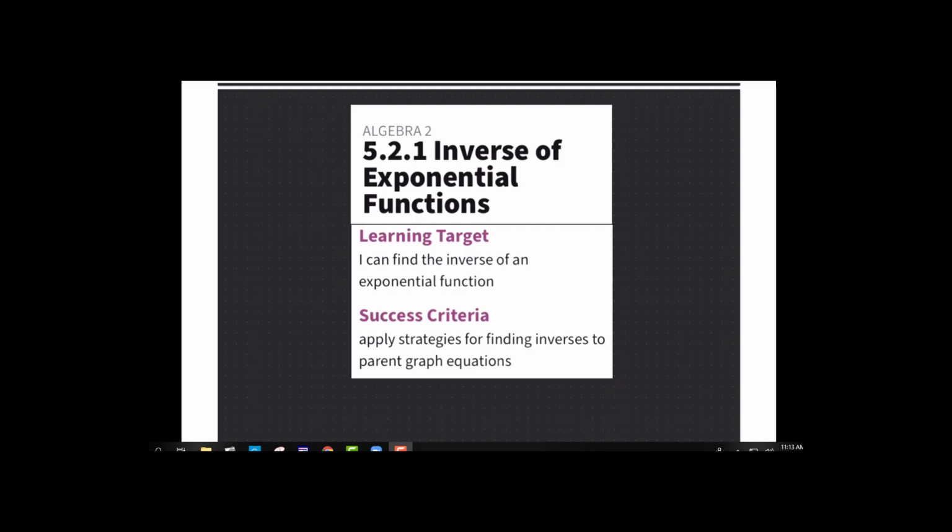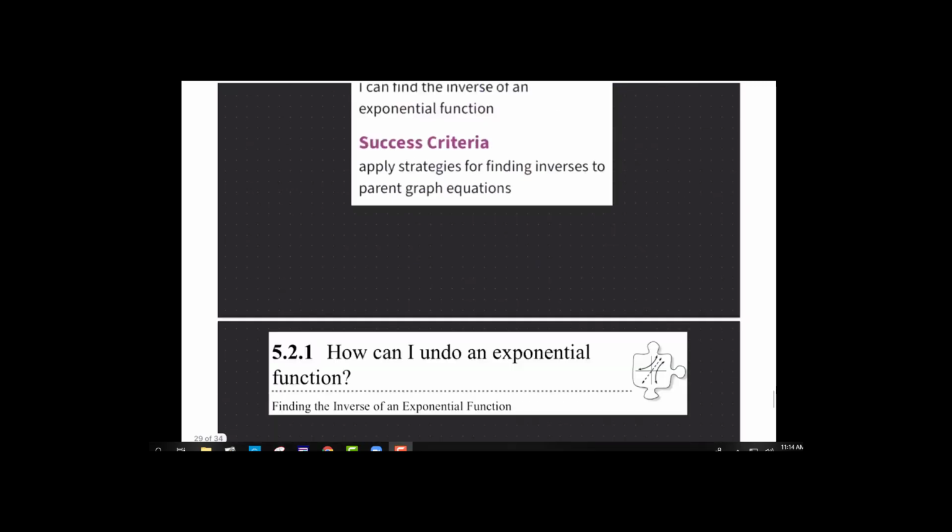So today we get to start our second half of Chapter 5. And Chapter 5 is all about inverses. And now we're going to spice it up a little bit. We're going to look at these inverses of exponential functions. So we're actually going to explore some exponential functions and see if we can come up with a pattern to be able to use when it comes to our inverses.